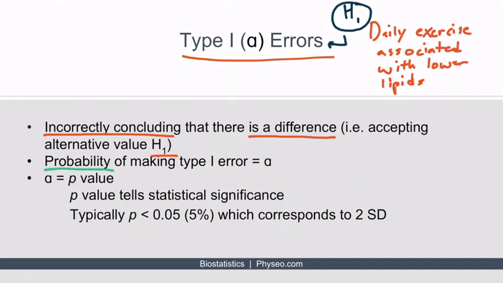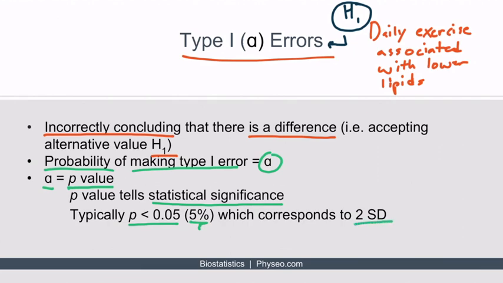The probability of making a type 1 error is represented by alpha. And it's easiest if you think of alpha as the p-value. And the p-value tells you statistical significance. And we consider things as statistically significant if you can get a p-value less than 0.05. In other words, 5%. And this corresponds to 2 standard deviations.